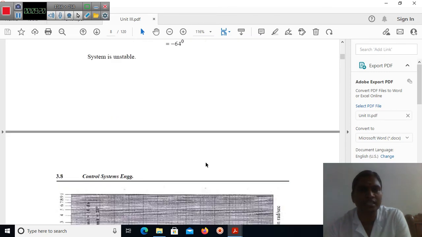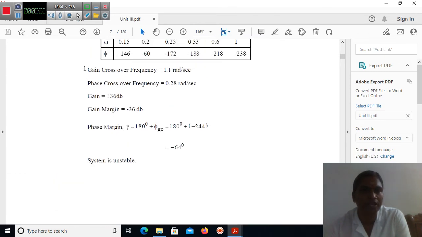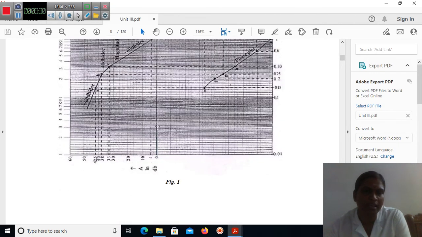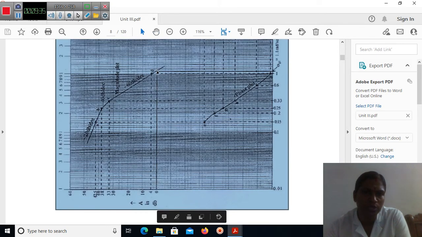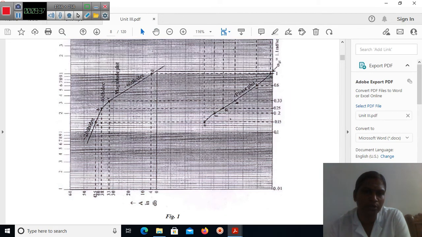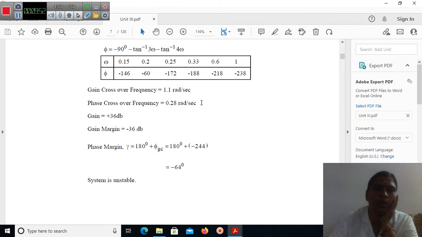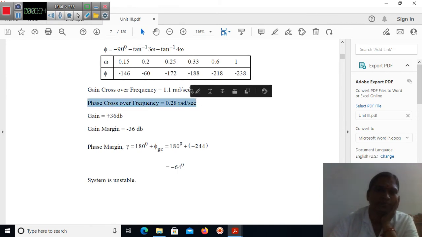What is our next condition? Next, we have to find the gain crossover frequency. What does gain crossover frequency mean? We draw the 0 dB line on the magnitude plot. That line cuts our magnitude plot, and the corresponding value is called the gain crossover frequency. It should be where our gain equals 1, at 1.1 radian per second. Here we have to get 1.1 radian per second.